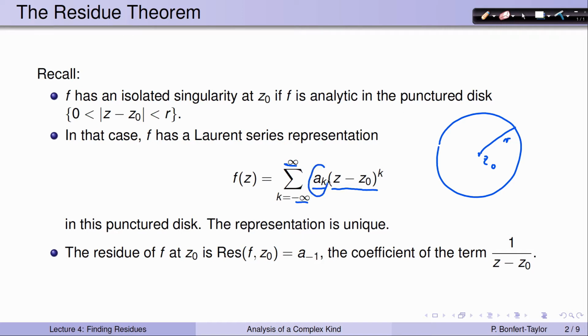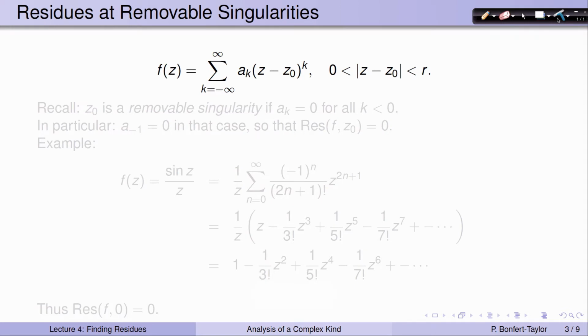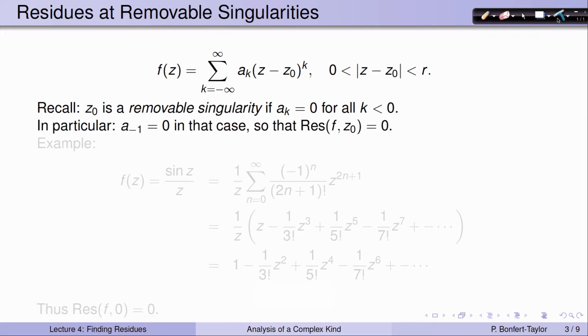This is the term for which k is equal to minus 1, and that is the coefficient of the 1 over (z minus z0) term. Let's start by finding residues at removable singularities. Recall that a removable singularity is a singularity for which, after finding the Laurent series, there are actually no terms that have negative powers of z minus z0. So all the a_k's are equal to 0 for k less than 0. In particular, then a_(-1) must be equal to 0, which is the residue. So in that case, the residue of f at z0 is 0.